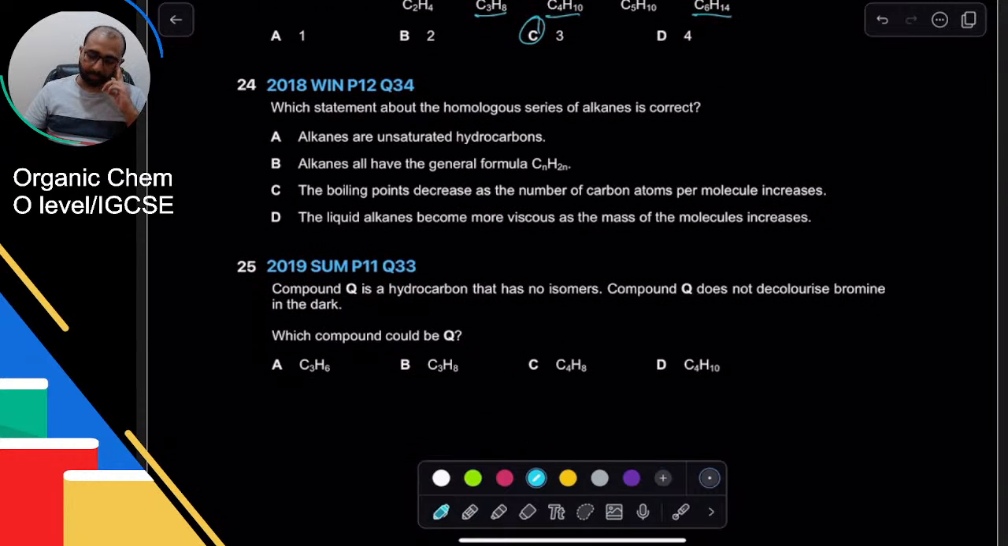Which statement about the homologous series of alkanes is correct? We have seen this. They have the same trends, the same general formula, boiling point and melting point increase, and there is a CH2 difference. These are the 4 main things. Okay, alkanes are unsaturated. This is wrong. They are saturated. They have the same general formula. Yes, but this one is not it, this is for alkenes. Boiling point decreases as the number of carbons increases. This is not true. Liquid alkanes become more viscous. Of course, as the number of carbons increases, it does increase all of that.